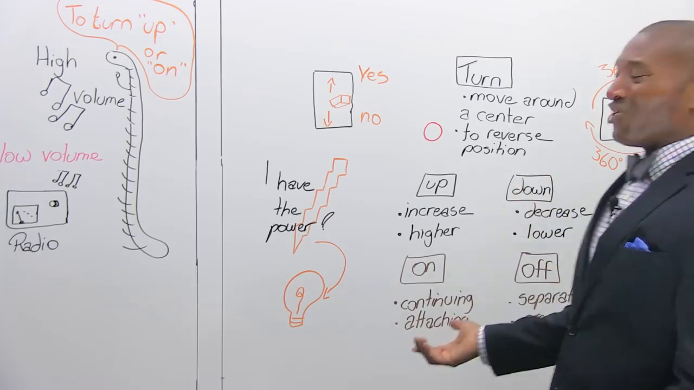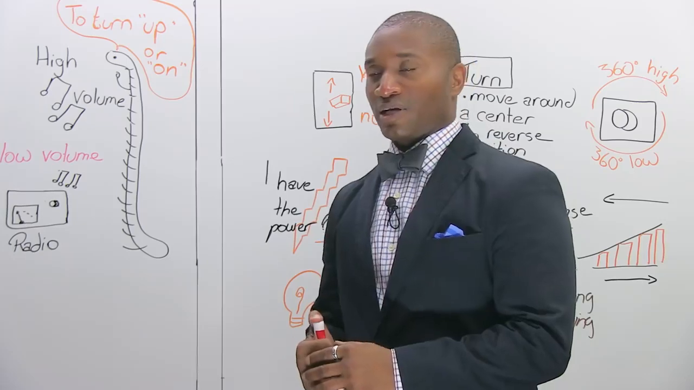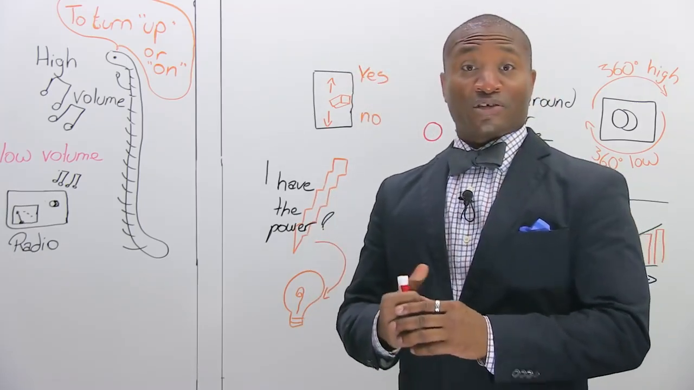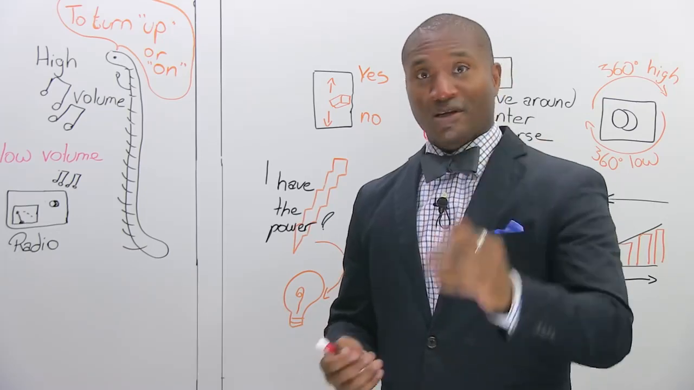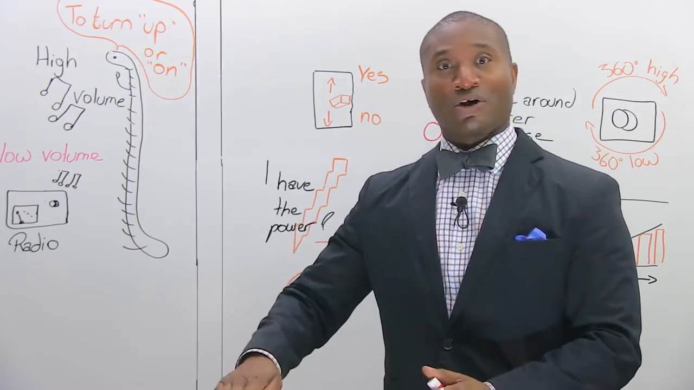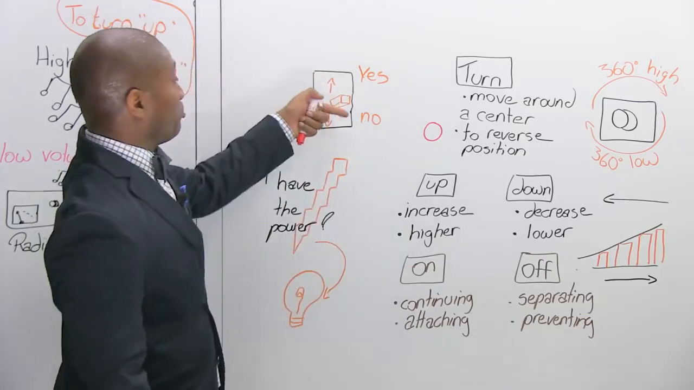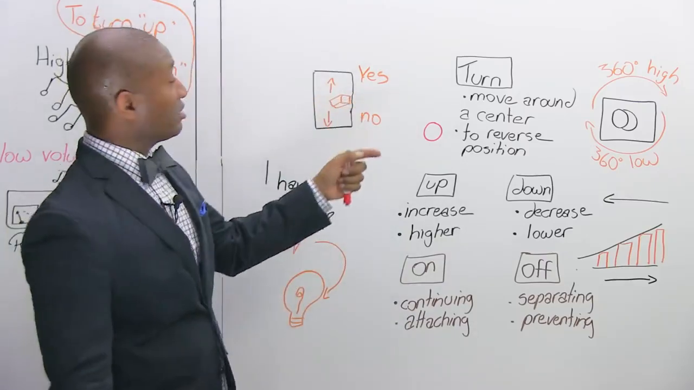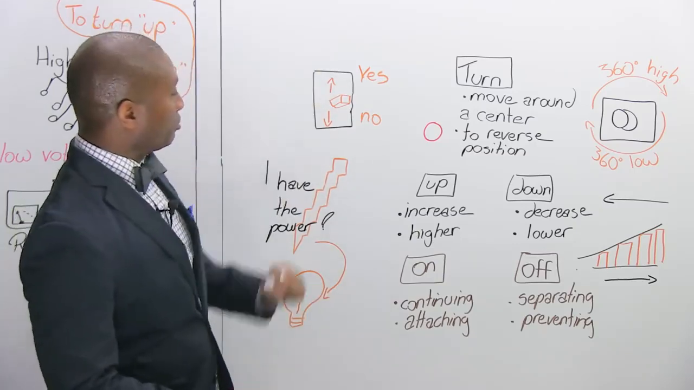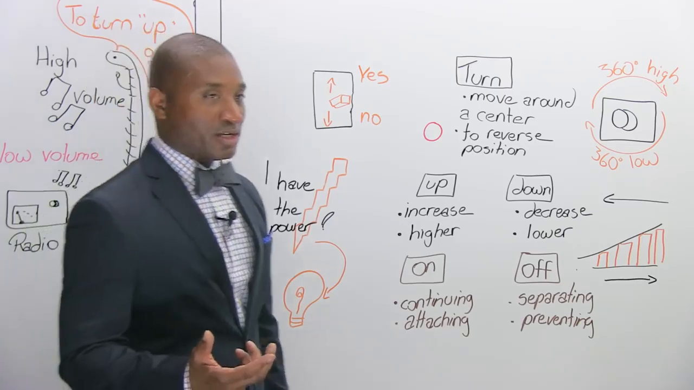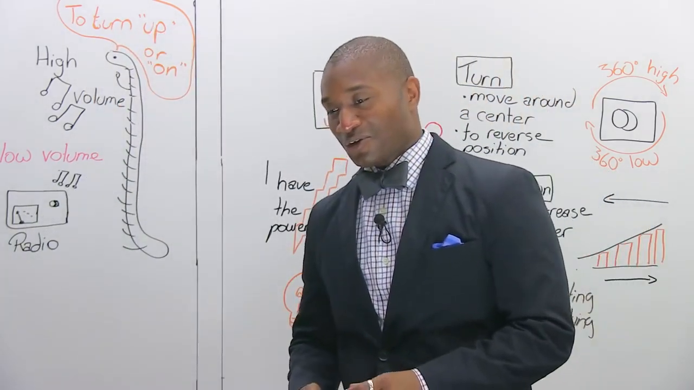So what about the on-off thing? On-off. Well, think about it this way. On-off for us is like yes or no. Do you want to use it? Yes. Turn it on. Do you not want to use it? No. Turn it off. And that's the light switch. When you want to have light, you turn it on. Yes, light. When you don't want it, turn it off. No.